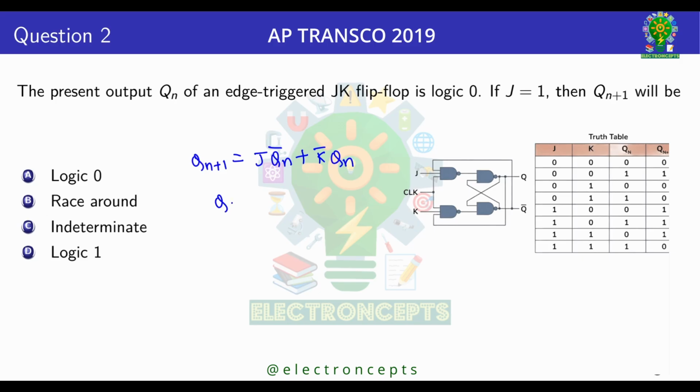It is given that Qn is equal to 0 and J is equal to 1. Substituting this in the formula, we get Qn plus 1 is equal to 1 into 0 bar plus K bar into Qn, which is equal to 1 into 0 bar is 1, plus 0 into anything is 0, and therefore Qn plus 1 is equal to 1. Therefore, option D, logic 1 is correct.